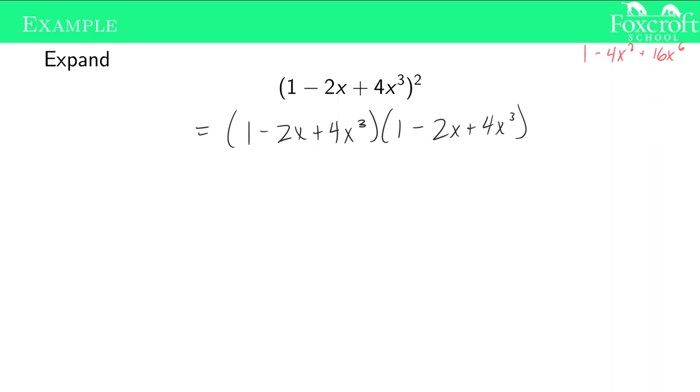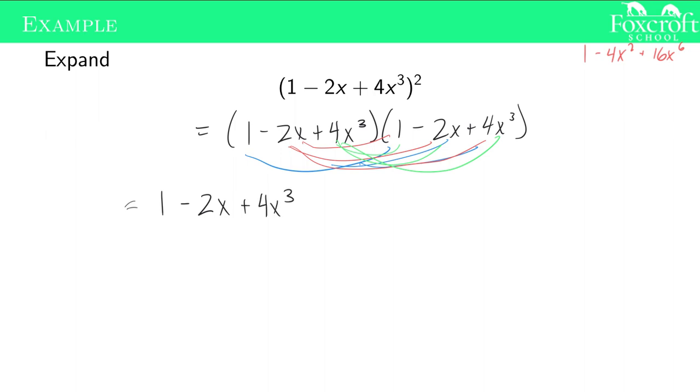And again, when we multiply all this, we have to distribute the 1 in, distribute the minus 2x in, and distribute the 4x cubed in. So we're going to end up having these 9 different multiplications we have to do in this case. All right, but let's just go one piece at a time. So 1 times 1, 1 times minus 2x, 1 times 4x cubed. So again, that takes care of the 1 there. Then minus 2x times 1, minus 2x times minus 2x is going to be plus 4x squared. Minus 2x times 4x cubed is going to be minus 8x to the 4th.